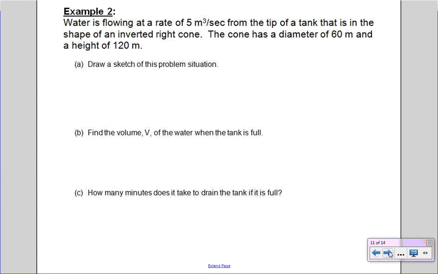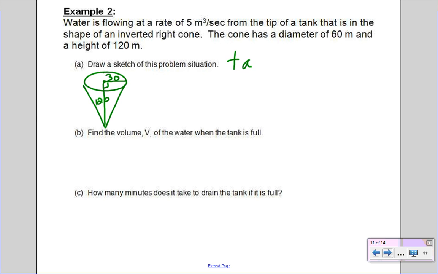This one says water is flowing at a rate of 5 meters cubed per second from the tip of a tank that is in the shape of an inverted right cone. The cone has a diameter of 60 meters and a height of 120 meters. So let's draw a sketch of this problem situation. So here's my inverted right cone. They don't have to be inverted, they could be the other way. And I know that the diameter is 60, so I know the radius is 30. And it's a right cone, so I know this is going to be a right angle right here. And then the height is 120. All right, so that's the size of the tank.